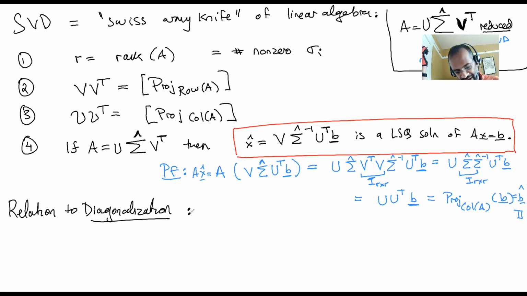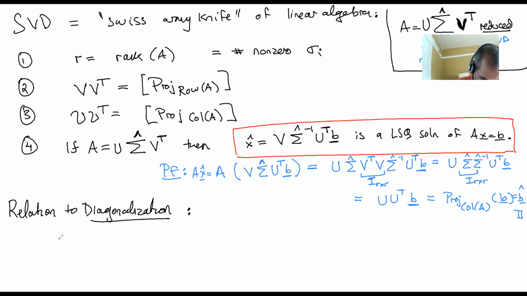So, this seems great, right? You can do it to every matrix, whereas diagonalization, you couldn't always do it. This always gives you orthonormal bases, whereas diagonalization does not. It just gives you some basis, right?